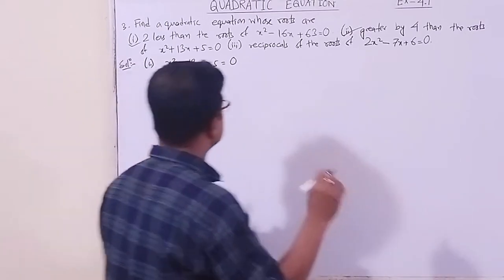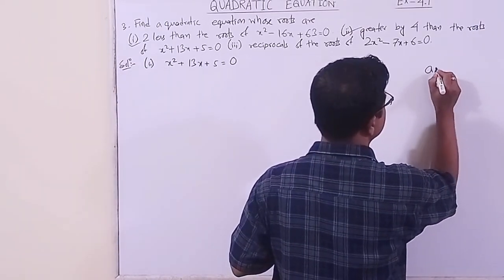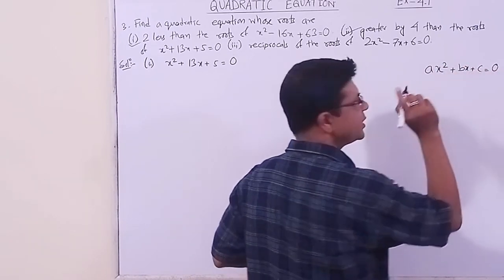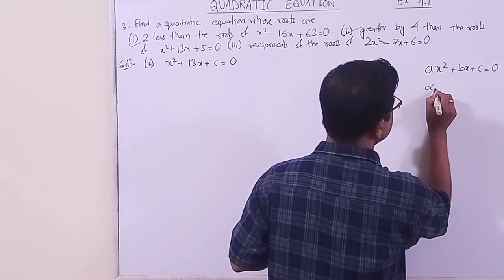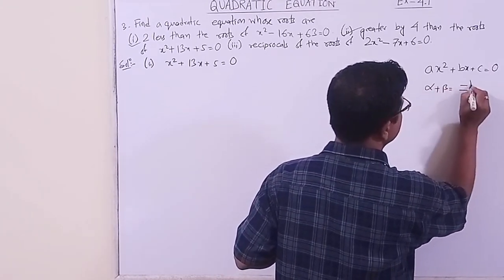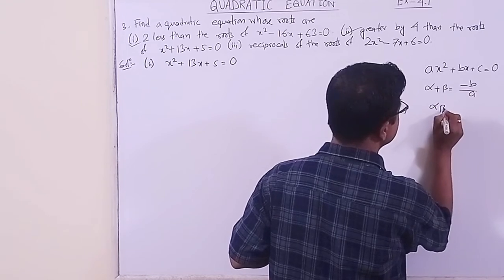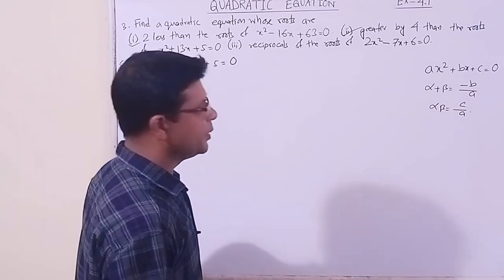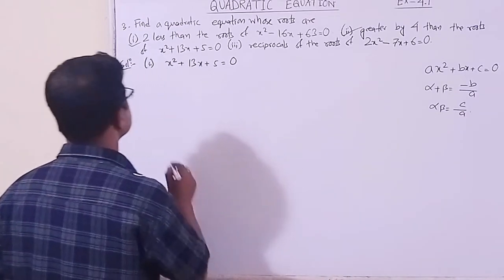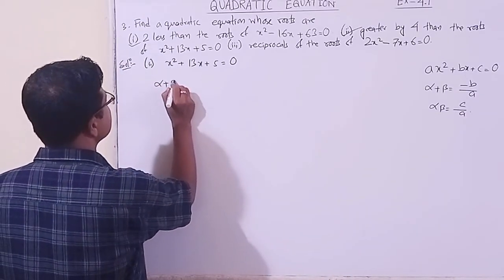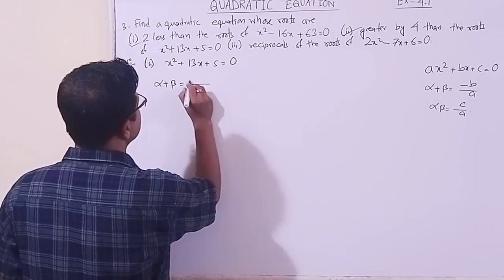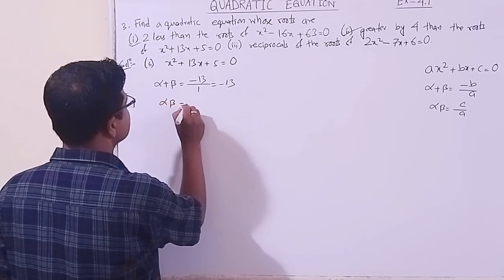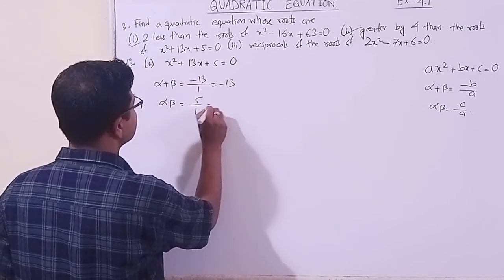Before starting this, the standard form of a quadratic equation is ax square plus bx plus c equal to 0. Here there are two roots. Here you know that the sum of the roots is given by minus b by a and the product of roots is given by c by a. This thing you have got in quadratic polynomials also, in general mathematics. Okay, here the sum of the roots is minus 13 by 1, that is minus 13. Product of the roots, it is c by a, 5.